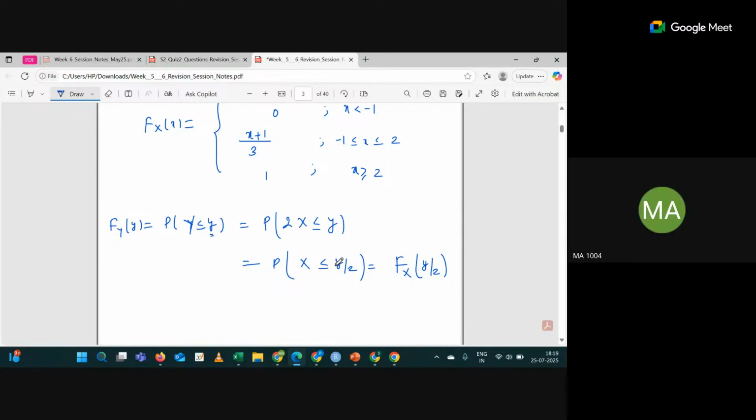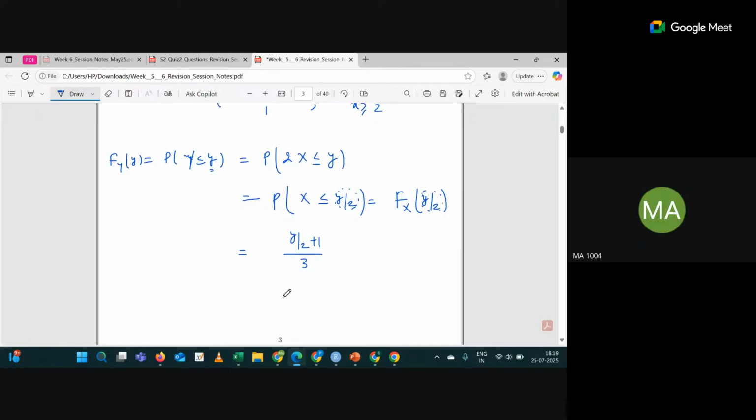Correct. So this is one of the values, you can think of it as a value. Instead of small x, I have small y by 2. If I apply this CDF formula, where capital F_X of small x is (x + 1)/3, then it will be (y/2 + 1)/3, or not? Yes. So basically this will be (y + 2)/6.